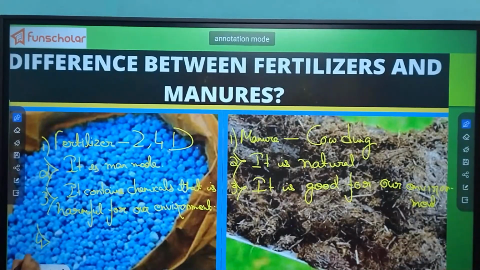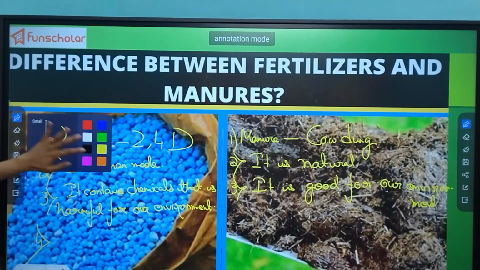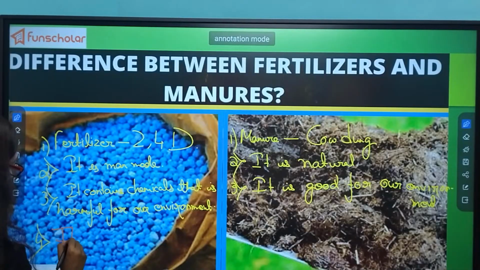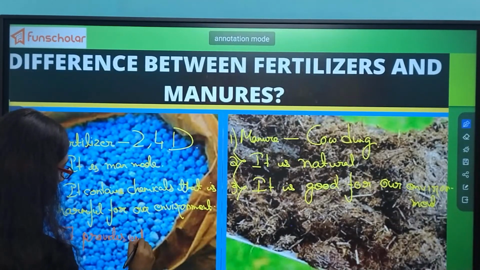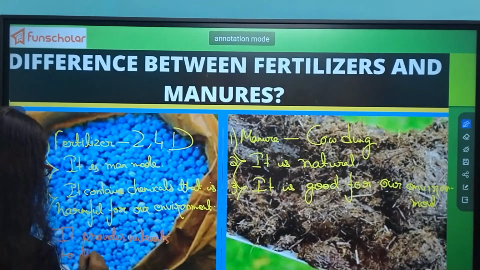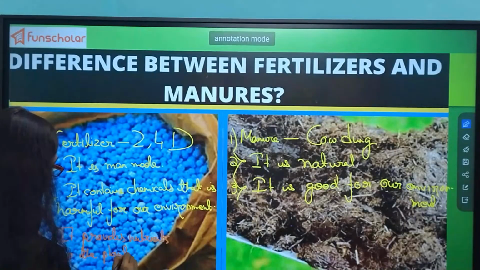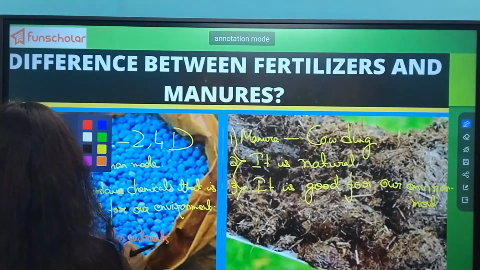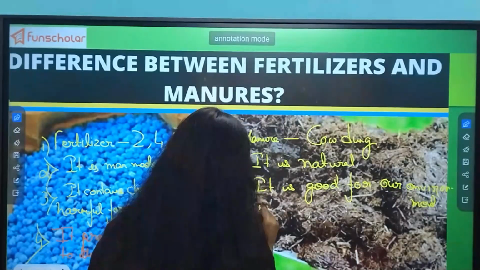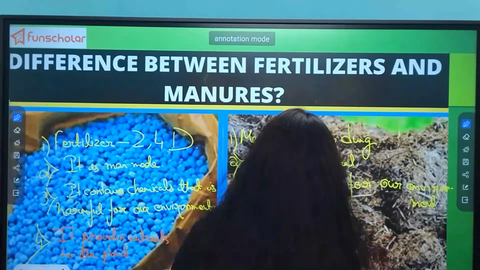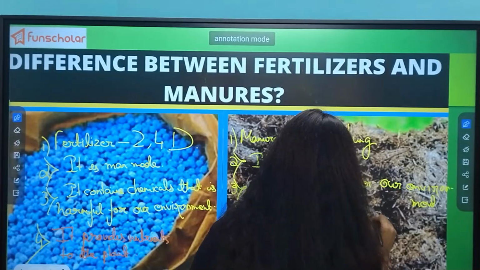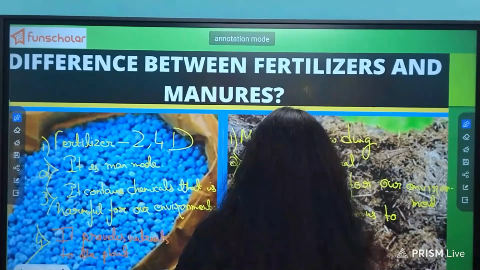Fourth, is it visible or should I change the color? Fertilizer provides nutrients to the plant, and over here manure provides humus to the plant.